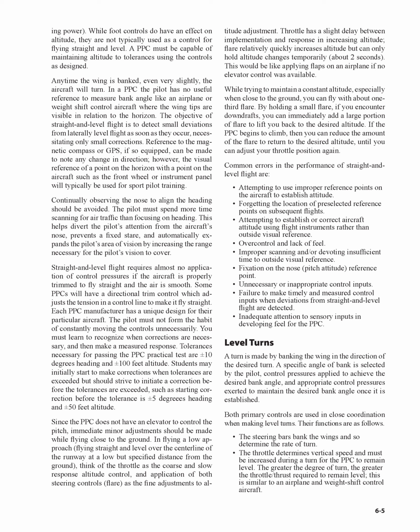Level turns. A turn is made by banking the wing in the direction of the desired turn. A specific angle of bank is selected by the pilot, control pressures applied to achieve the desired bank angle, and appropriate control pressures exerted to maintain the desired bank angle once it is established. Both primary controls are used in close coordination when making level turns. Their functions are as follows.